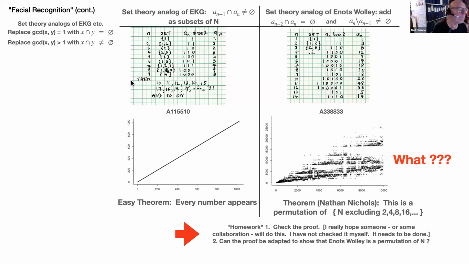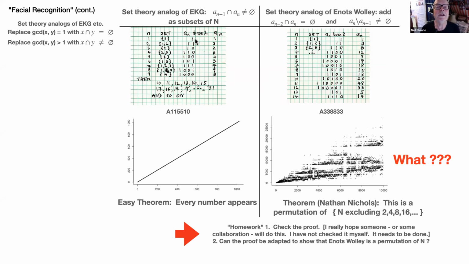Okay, so I've given you 2 examples of EKG sequences. For each of these sequences, there's a set theory version. There's a number theory version, which is the version I just showed you, and there's a set theory version. The set theory version replaces having a common factor with having a point in common in the binary expansion. So the set theory analog of the EKG says that the binary expansion of the nth term must have a 1 in some position where the previous term has a 1. The binary expansions have to overlap. That's the EKG in the set theory version. And again, we always pick the smallest number.